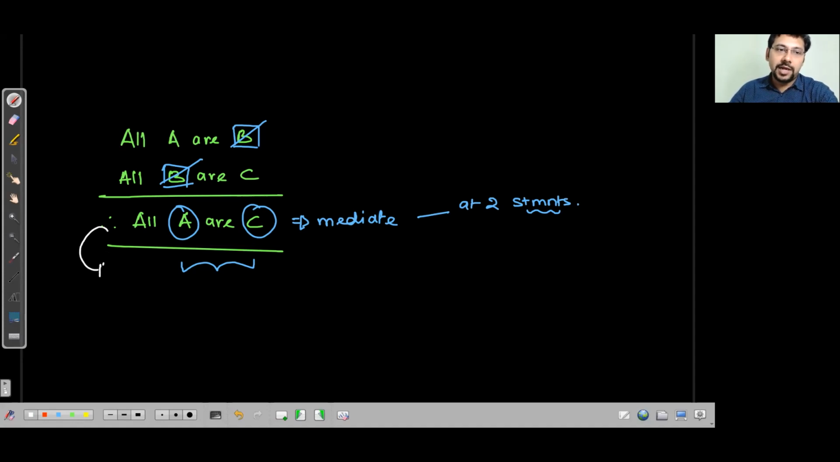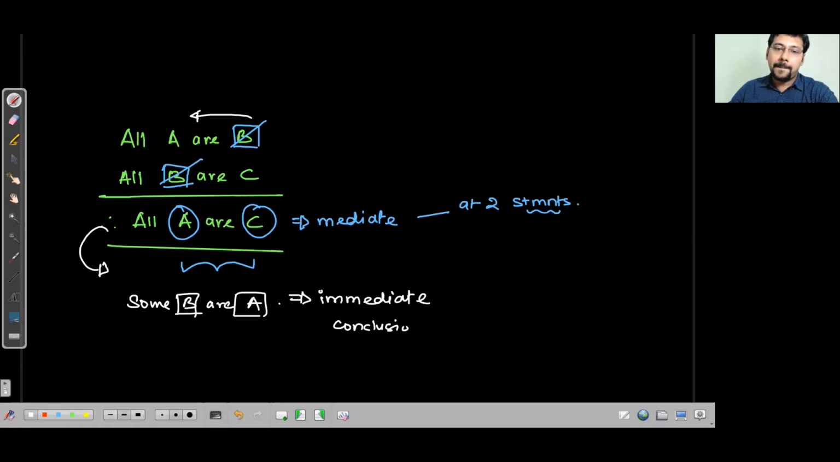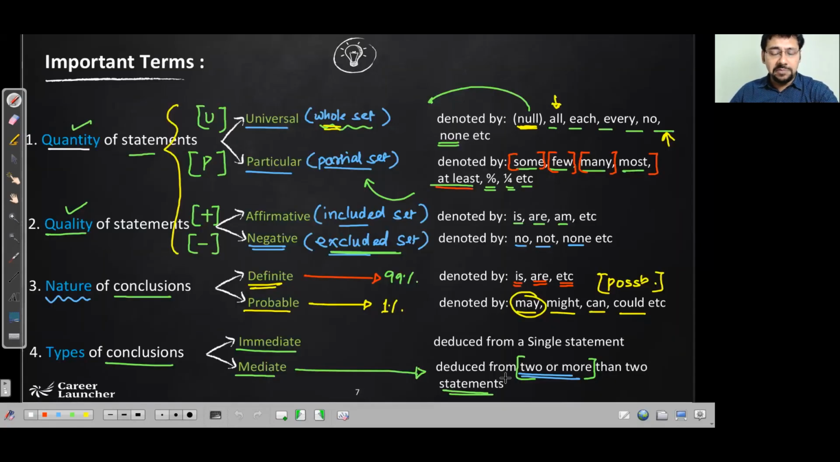However, if I had just written a claim like some B are A, now B and A are in just one statement. It doesn't require the C, and therefore I will call it an immediate conclusion. Okay, so it's very simple to understand. The immediate conclusions are the ones which are deduced from only a single statement, which do not require any other particular statement. However, for a mediate conclusion, you require two or more statements.